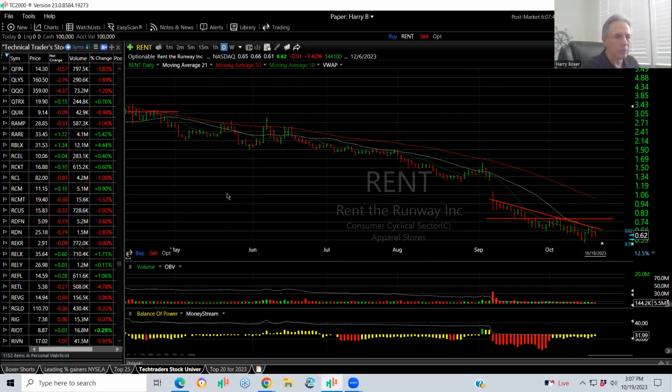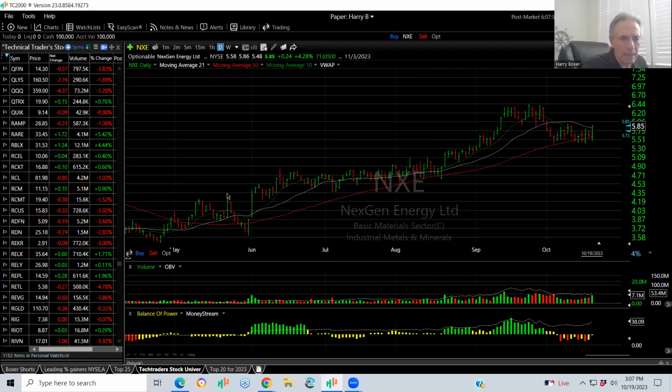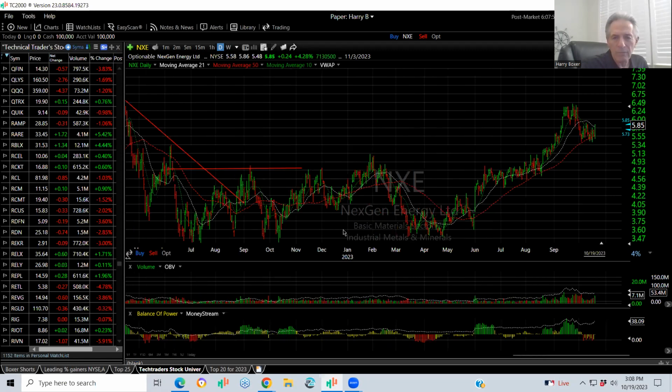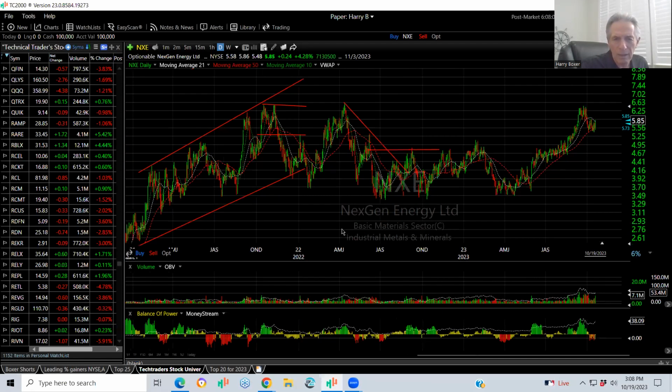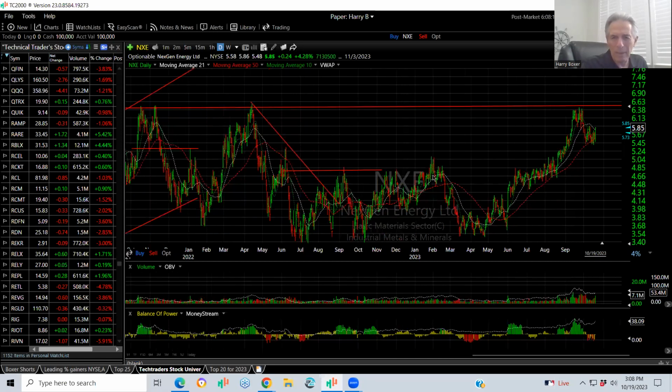The next questions are on NXE and EXR. I think they're energy stocks. So, a very nice chart for NexGen. The thing I'd be really careful about is up here. You have a double top and another, so basically a quadruple top, and it goes back a couple of years. On the support side, anything that goes under 5.15, 5.20 would be a sell for me.